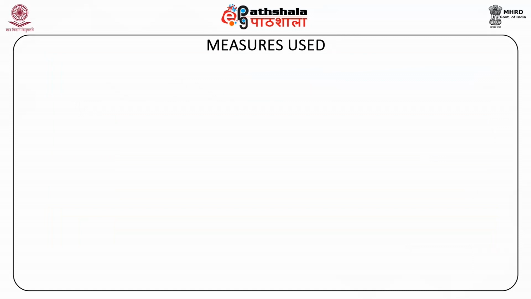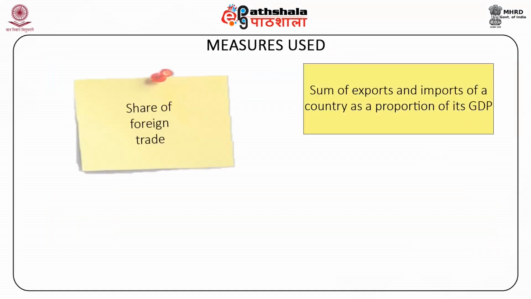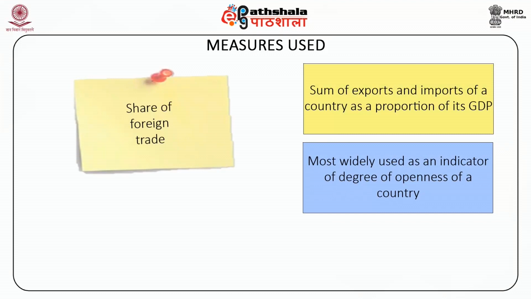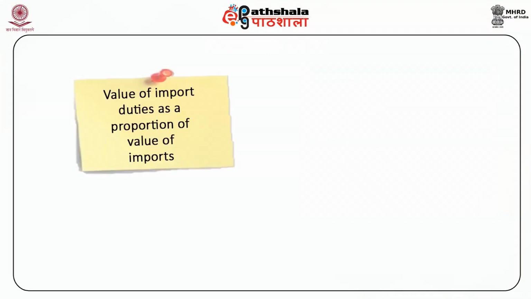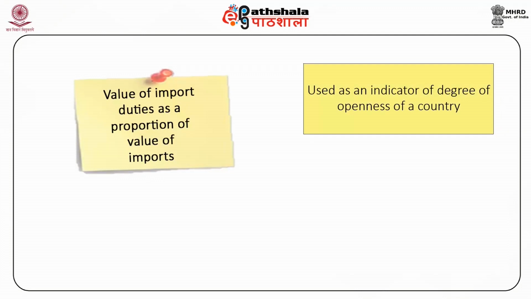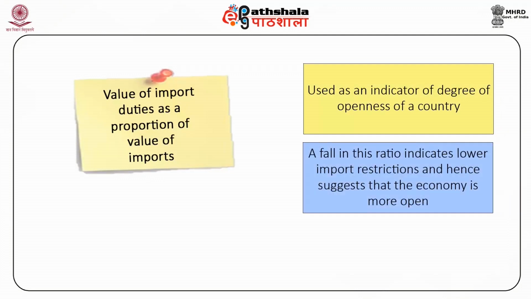Some of the measures that could be used are: one, share of foreign trade. It is the sum of exports and imports of a country expressed as a proportion of its GDP. This is most widely used as an indicator of degree of openness of a country. Two, value of import duties as a proportion of value of imports. This is often used as a measure of openness. A fall in this ratio indicates lower import restrictions and hence suggests that the economy is more open.